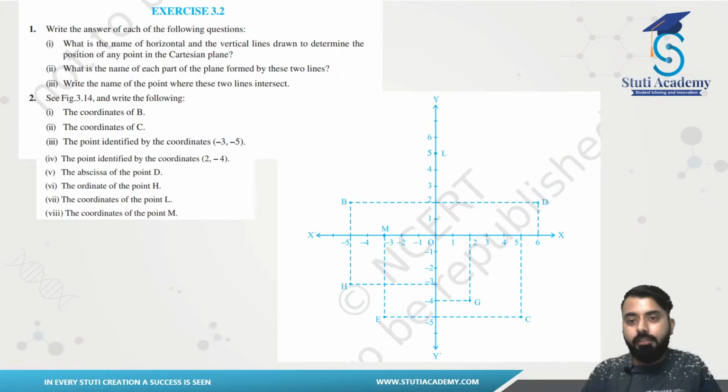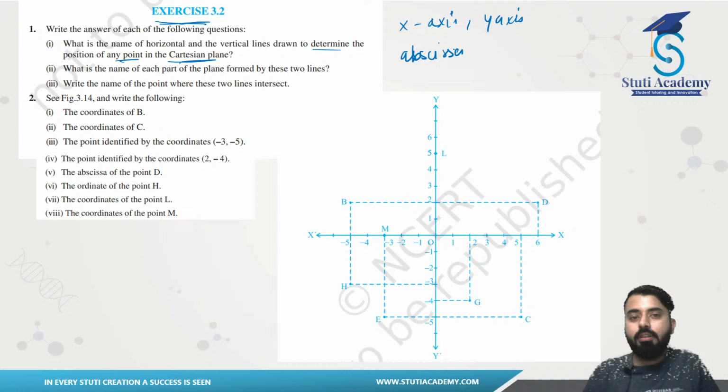So we have exercise 3.2 right here. This is the second exercise. The first exercise is quite easy, you can just do that on your own. So you have this one: what is the name of the horizontal and the vertical lines drawn to determine the position of any point in the Cartesian plane? They are the x-axis and y-axis, or you can say the abscissa and ordinate, right?